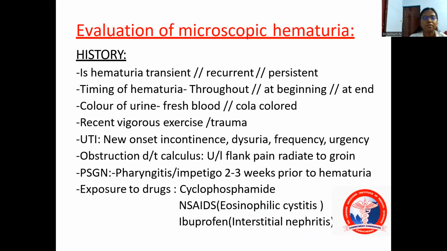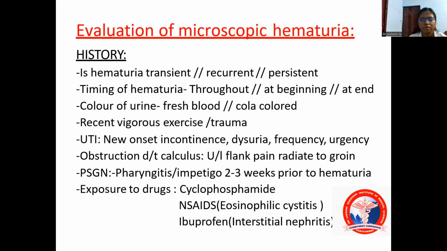So coming to evaluation, it will be history. In history, ask whether the hematuria is transient, recurrent, or persistent; the timing of hematuria, whether it is throughout the day, throughout the urine stream, or at the beginning or at the end; and the color of urine, whether it is cola colored or fresh red, to differentiate between a glomerular cause and an extraglomerular cause. Recent trauma and vigorous exercise can cause hematuria.